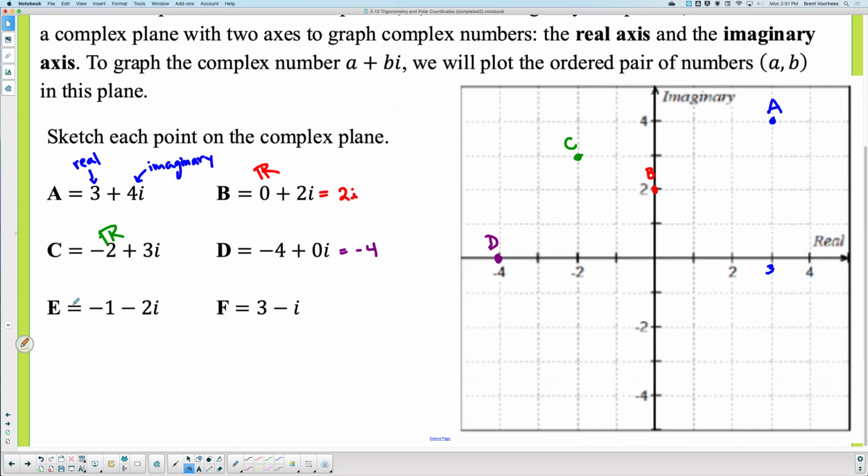E, real portion, left 1. Imaginary portion, down 2. Left 1, down 2. This would be E. And finally, F. This point, we would need to go right 3, that's the real portion, down 1 for the imaginary. Right 3, down 1, that would be point F. So that's complex numbers in a nutshell. That's example 4.